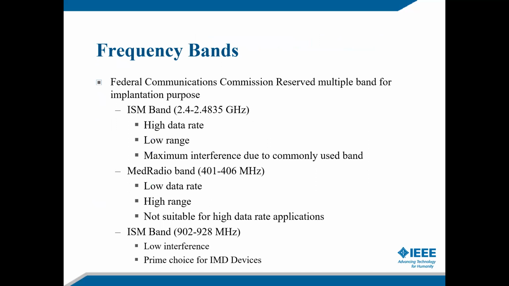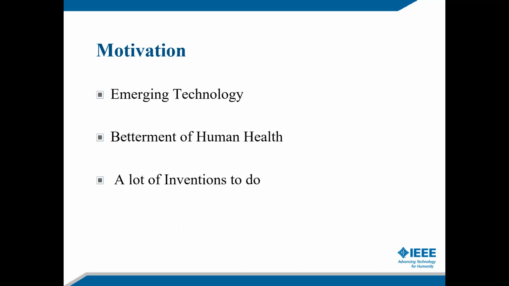antenna gain. These are the frequency bands that are used for biomedical devices and recommended by the Federal Communications Commission. The first one is the ISM band 2.4 to 2.5 gigahertz, then MedRadio 400 to 406 megahertz, and the next one, the lower ISM band, is 902 to 928 megahertz.